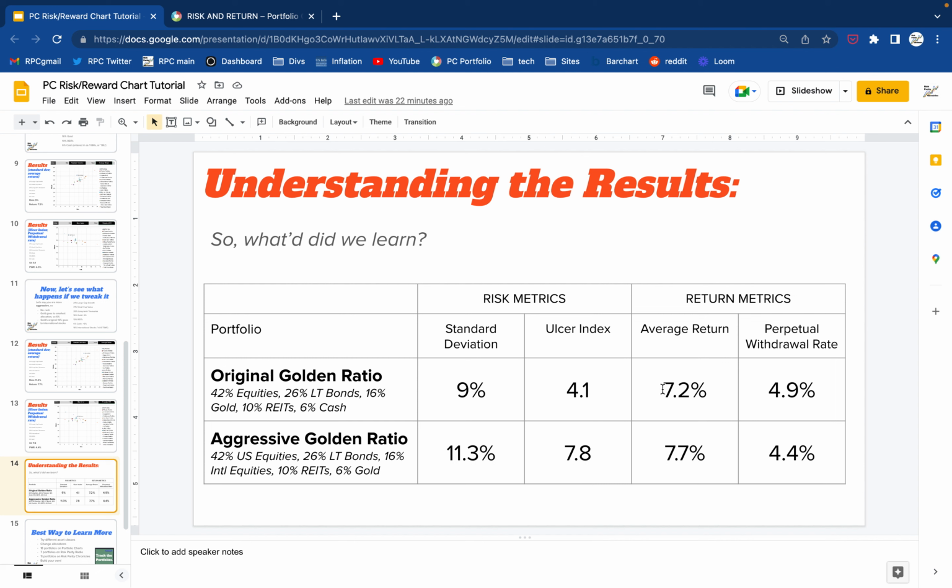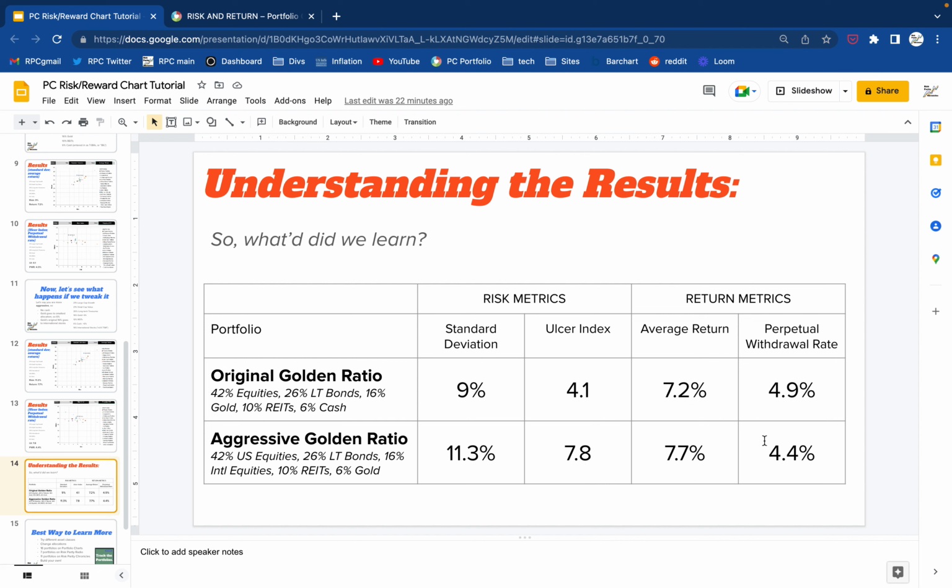On the other hand, our average return went up. We got 0.5% more, and if you're talking about a 20-year time frame and you've got a substantial amount of money when you start, that 0.5% is going to make a big difference over the long run because of compounding. So that 0.5%, if that's where you are as an investor, would be really great. If you were 22 years old and 40 years away from retirement, this aggressive golden ratio, if you only could choose between the two, might do better for you.